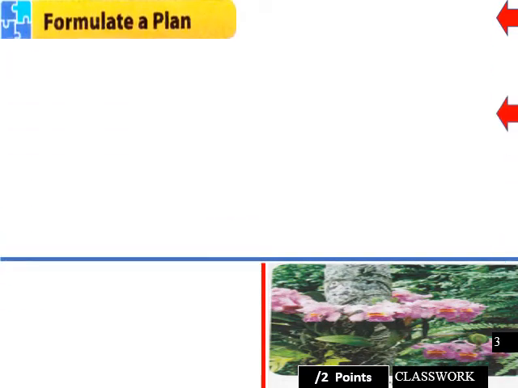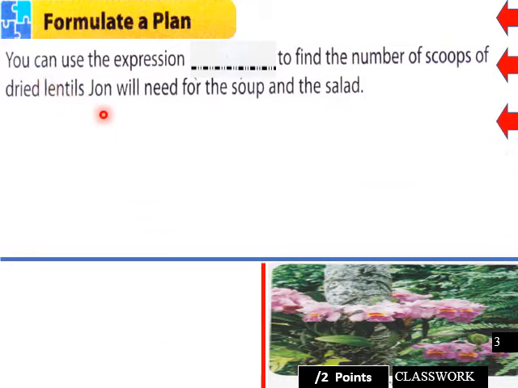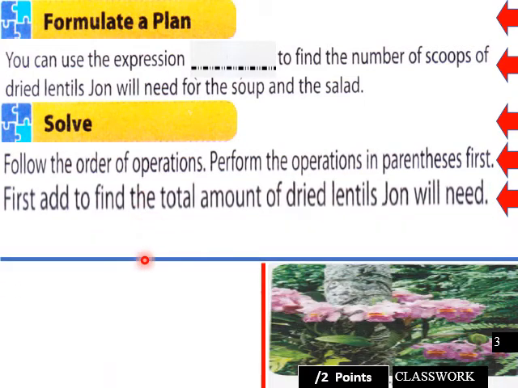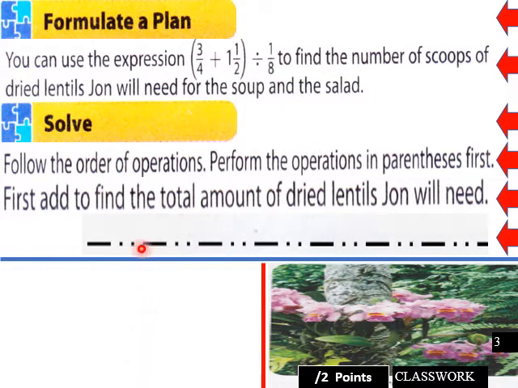Scoops, okay. Formulate a plan. You can use the expression blank to find the number of scoops of dried lentils John will need for the soup and salad. So follow the order of operations. Perform the operations in parentheses first. First add to find the total amount of dried lentils John will need. So here's the expression: 3/4 plus 1 1/2. This is the total amount of lentils, divided by 1/8. That would give you the number of scoops. So what is 3/4 plus 1 1/2 divided by 1/8 is the question.